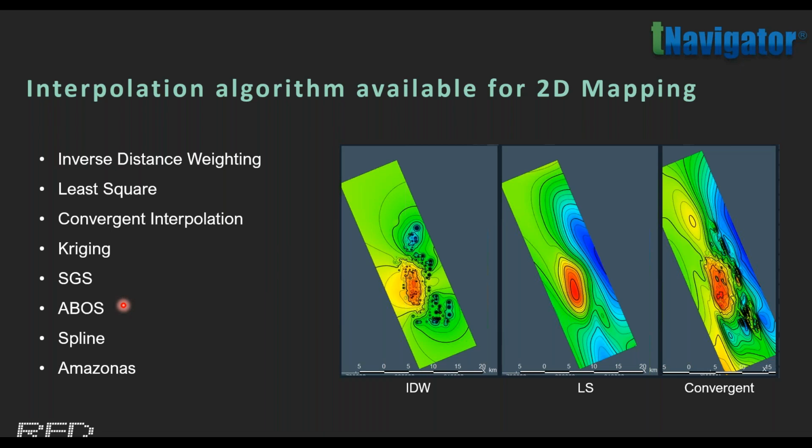Right? If you watch our previous webinar, my colleague Ivan from Jakarta already presented the benefits of using the Amazonas algorithm, right? So if you missed that, you can check it on our YouTube page where you can still see all the webinars, right? In this case, this is just a quick snapshot of the different algorithms: the inverse distance weighting, the least square, and then convergent interpolation. All these are available from the Geology Designer module, and you can create it very simply in tNavigator.